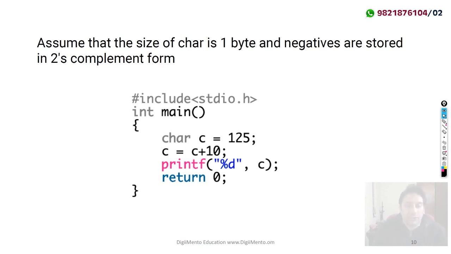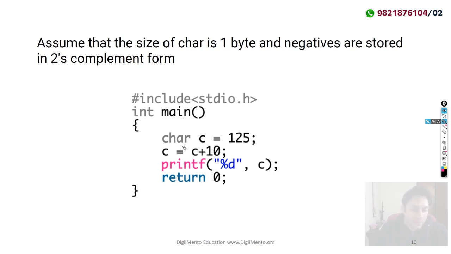Here you can see, assume the size of character is 1 byte and negatives are stored in 2's complement form. If the negative numbers are stored in 2's complement form, then what will be the output of this program? So let us look at this one here. It's a very easy program.